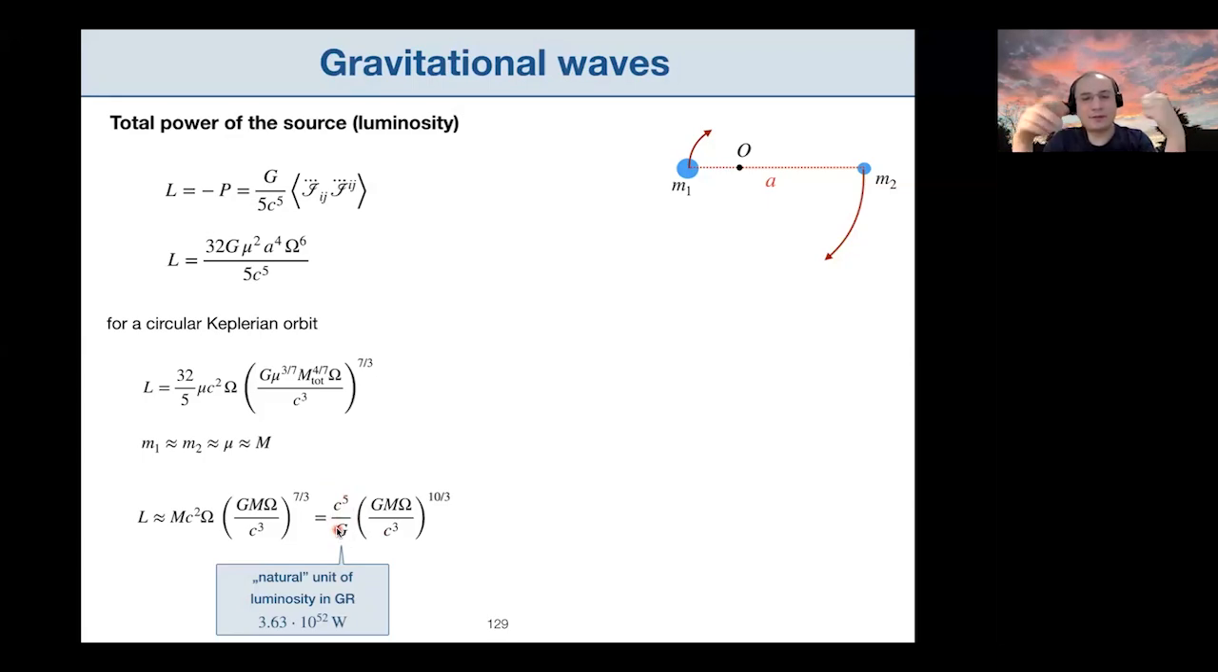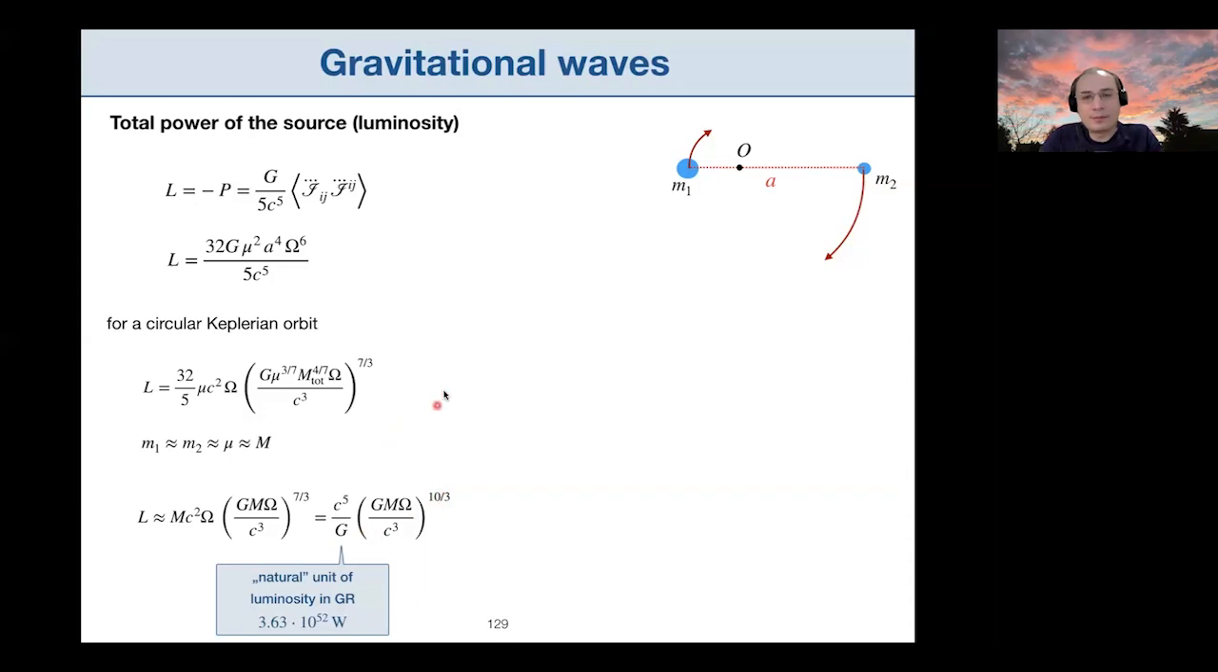Now, the interesting thing is that this has the dimension of watts. So this is a kind of natural unit of power, of luminosity of a source in GR. It turns out that GR has a natural unit of luminosity built in, which you get by combining the fifth power of the speed of light with G. It's equal to 10 to the 52 watts. So it's a pretty large number, in fact, but this is multiplied by a really small number for most sources, a small number taken to a power more than 3.